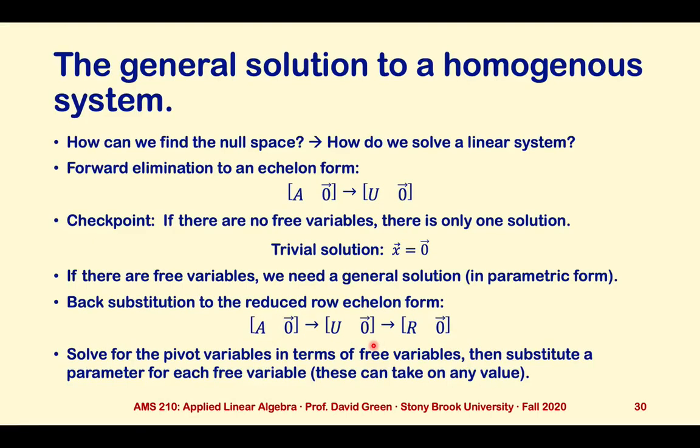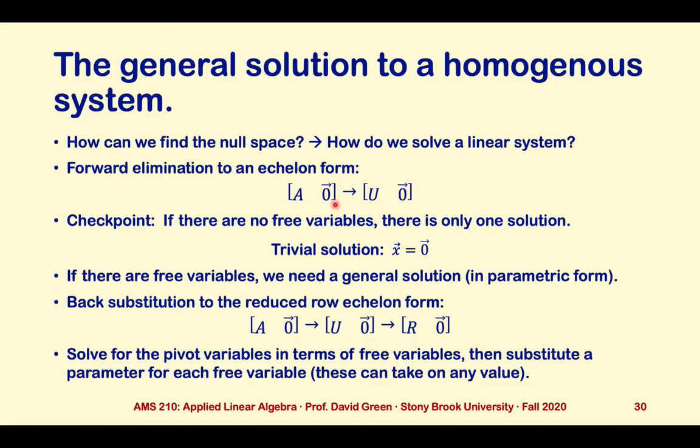So we can define a null space. We can recognize that it's a vector space, but how do we use it? How do we find it for a given matrix or characterize it for a given matrix? Well, since the null space is simply a set of solutions to a linear system, we find the null space in the same way we solve a linear system, Gaussian elimination.